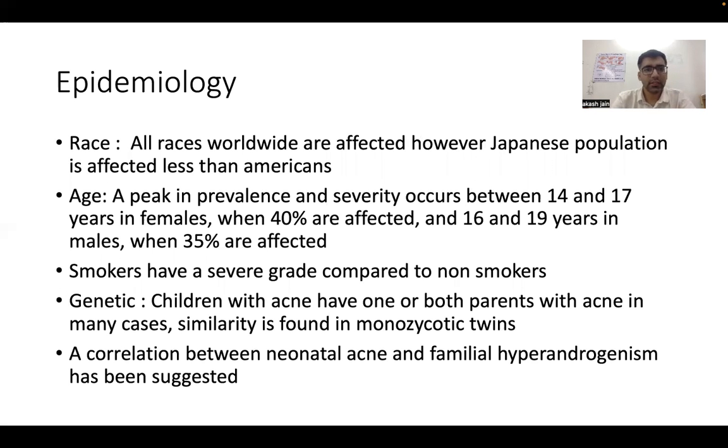So we'll start with the epidemiology. Race. All races worldwide are affected. However, the Japanese population is affected less than Americans. Age. A peak in the prevalence and severity occurs between 14 and 17 years in females, when 40% are affected, and 16 to 19 years in males, when 35% are affected. Smokers have a more severe grade compared to non-smokers.